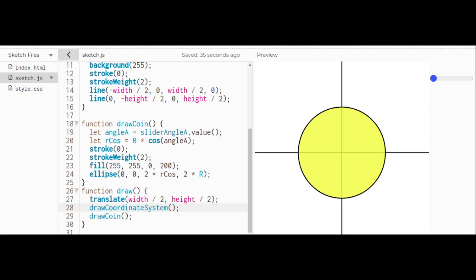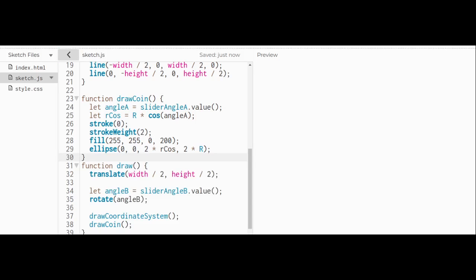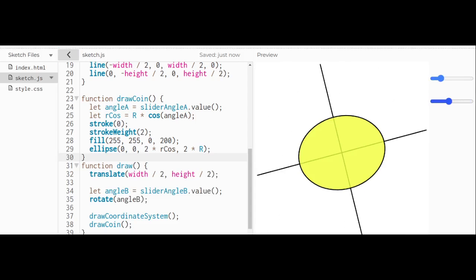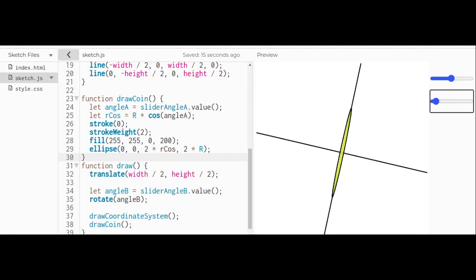Okay, next step. It is necessary to get all possible views of this coin. Part of the work has already been done. We can turn it around. Now we can cheat and rotate the coordinate system instead of the coin itself. Together, these two rotations allow us to create all possible views of the coin.